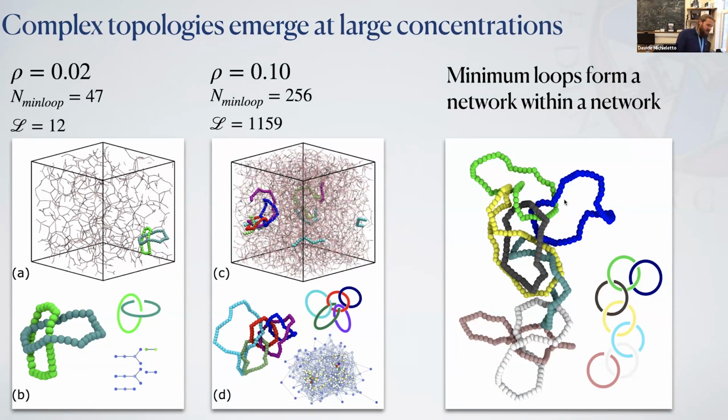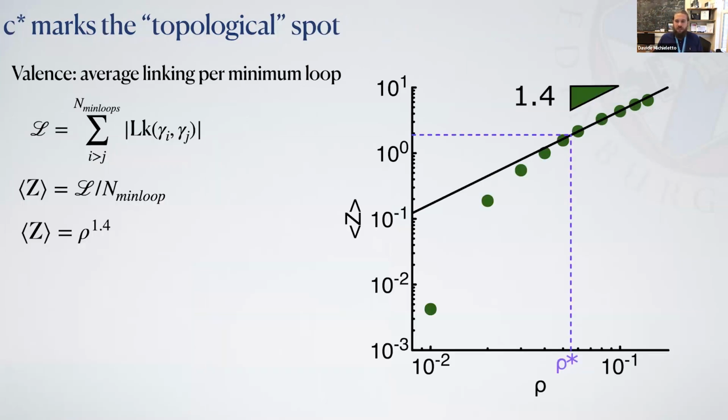And so we started to ask, then, going back to the first slide that I showed, is this the reason for the strange elasticity that we see? And so what we started to look at was to correlate the linking with the elasticity. So the first thing was to measure the valence. The valence is how many loops are linked with any one minimum loop.